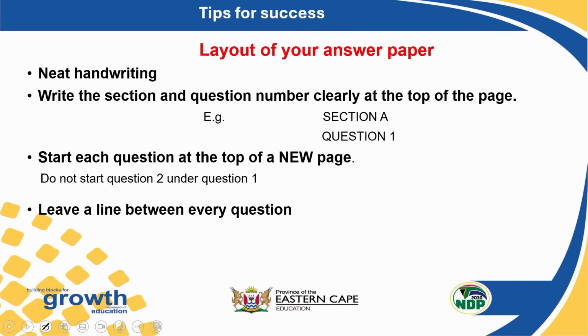Also, leave a line between each question. So for instance, 2.1.1, leave a line, then write 2.1.2. Leave a line and then write 2.1.3. We find that many candidates are squashing their work together, and it becomes very difficult to see where one question is finishing and another question is starting.